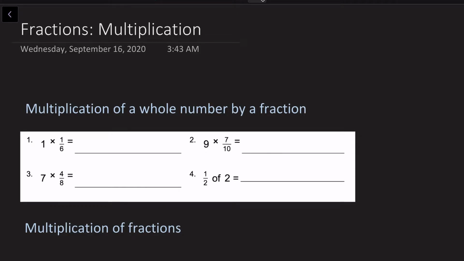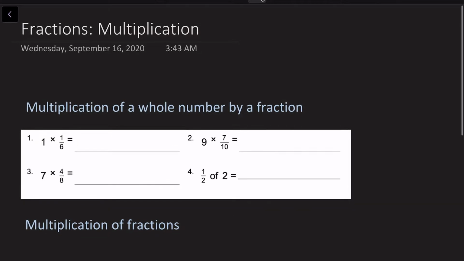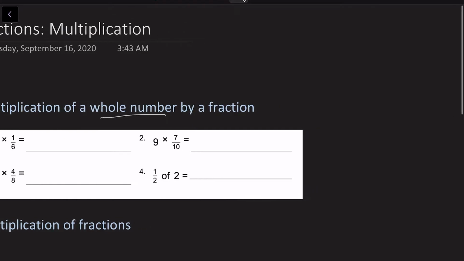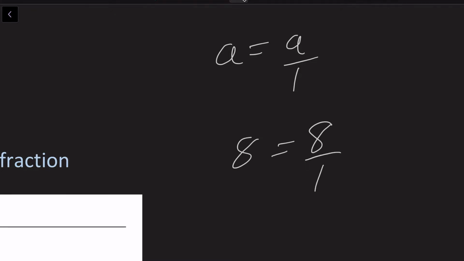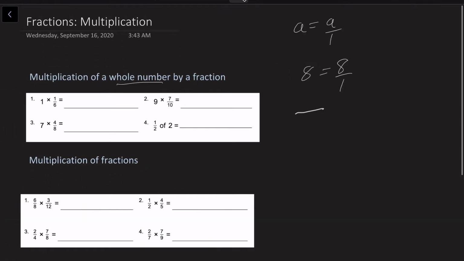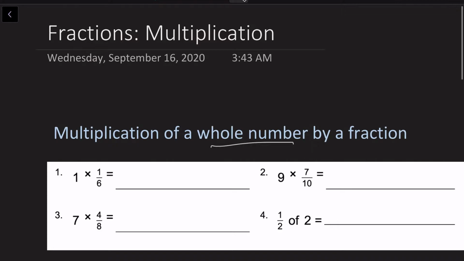Fractions multiplication. So fraction multiplication is one of the easier problems to do. Now, when you multiply a whole number by a fraction, you can think of the whole number a as being the same as a over 1 to make it into a fraction. So, for example, let's say we have 8. This is the same as saying 8 over 1, because when you take 8 and divide it by 1, it's still 8. So that's what we're going to do with our first set of problems.